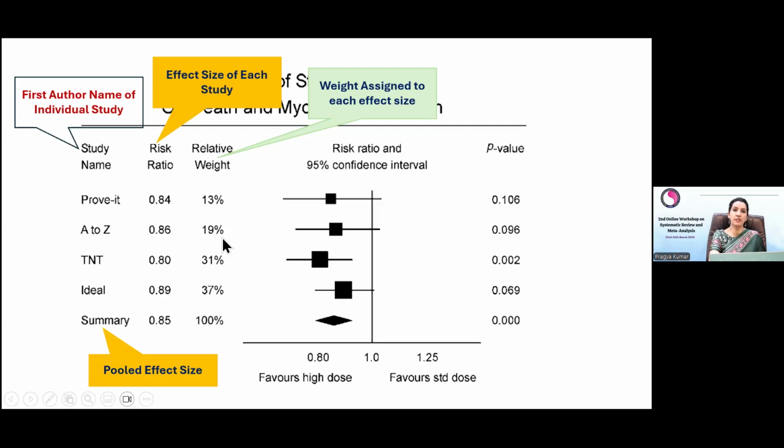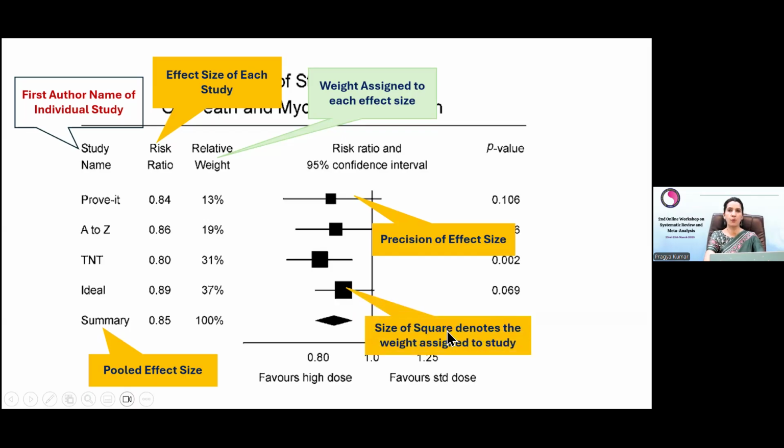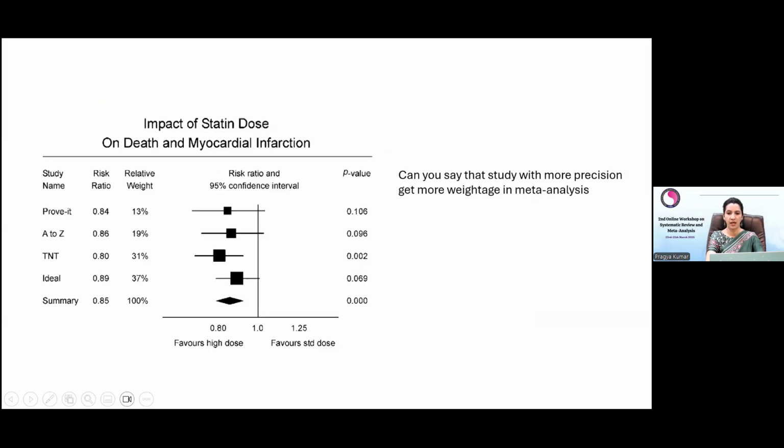Coming to the next, it is the pooled effect size. The summary which you can see here as a diamond is the pooled effect size. This is the value of the pooled effect size, and these two limits, the two tips of this diamond, are the confidence interval. This is the precision of the effect size, meaning how wide the confidence interval of each of these studies is. The size of the square denotes the weight assigned to the study, and this is the p-value.